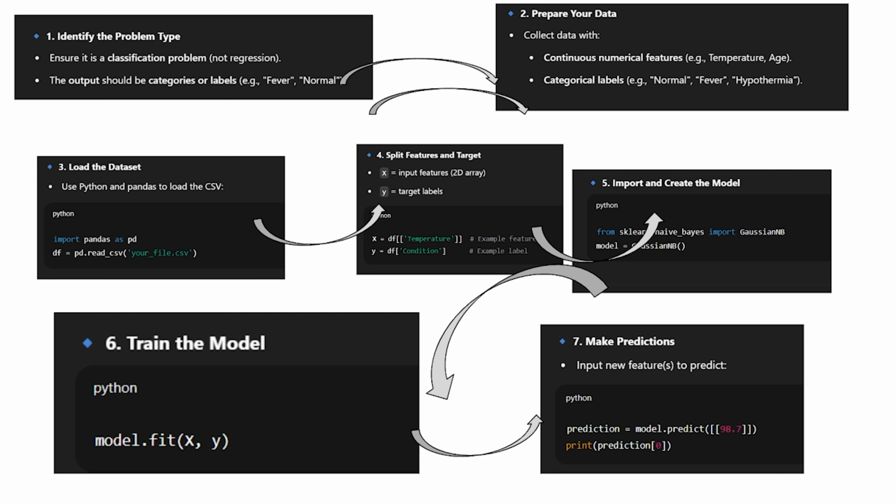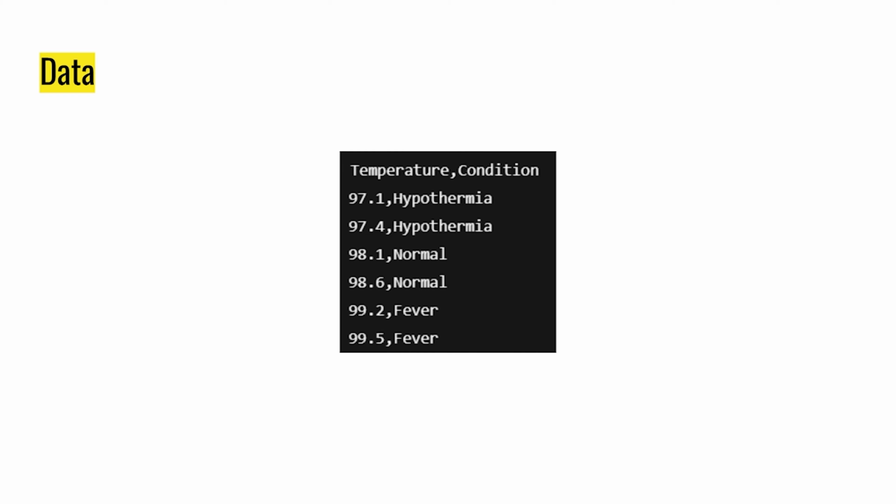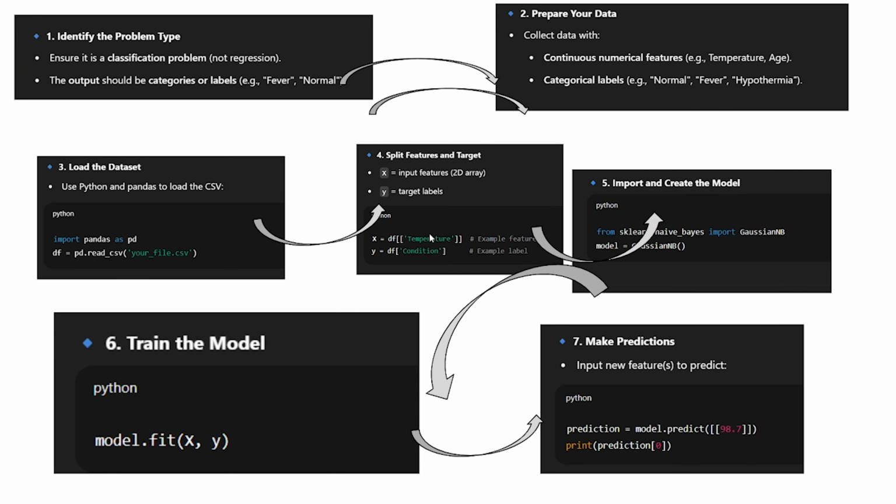First, we need to identify the problem type. We ensure it is a classification problem. We need to classify the types of the temperature condition. There are three types. We need to conclude the problem and find the solution. So the output should be categories. The categories are fever, normal, and hypothermia. So that is the first step we need to do.